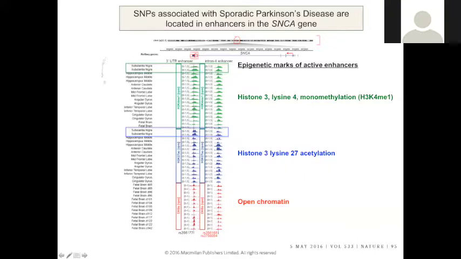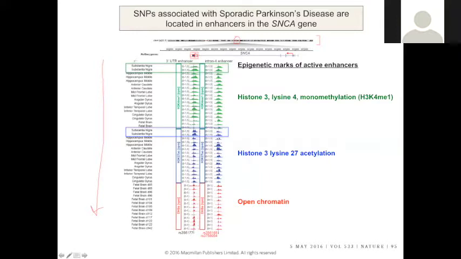What we see in this list running down here are different parts of the brain, substantia nigra, hippocampus, etc., all the way down into fetal brain. And they've looked at epigenetic marks in this region of the gene. Remember, we can use epigenetic marks or modification of our histones, as well as the opening up of chromatin to indicate the location of an active enhancer.